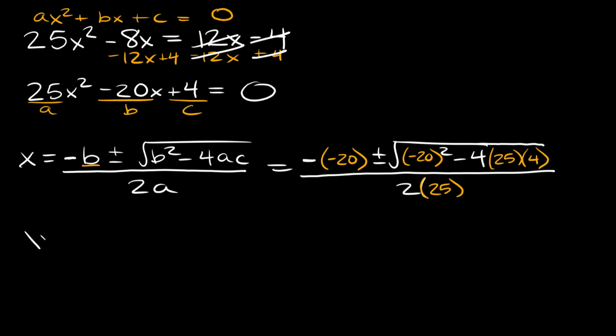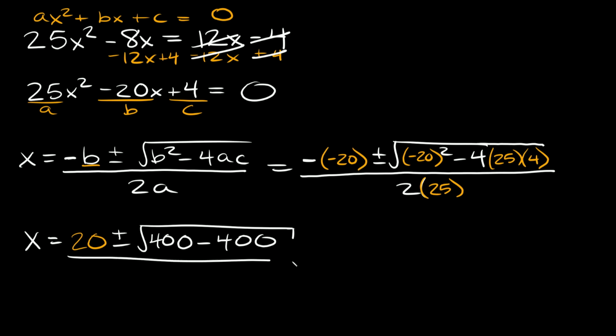Okay, so if we simplify this, let's start with here. So here we have a negative times a negative, which is a positive, so then this is going to turn into positive 20. So we're going to get positive 20, and then plus or minus the square root of, let's see, negative 20 squared is equal to 400. And then that's minus 4 times 25 is 100, and 100 times 4 is 400, right? So minus 400. So 400 there also. And then that's all over 2 times 25, which is 50.